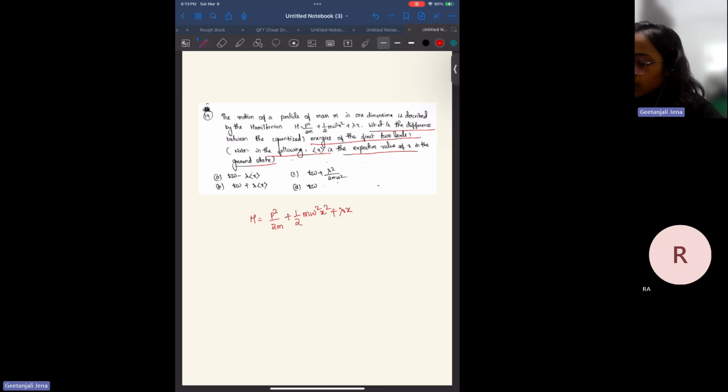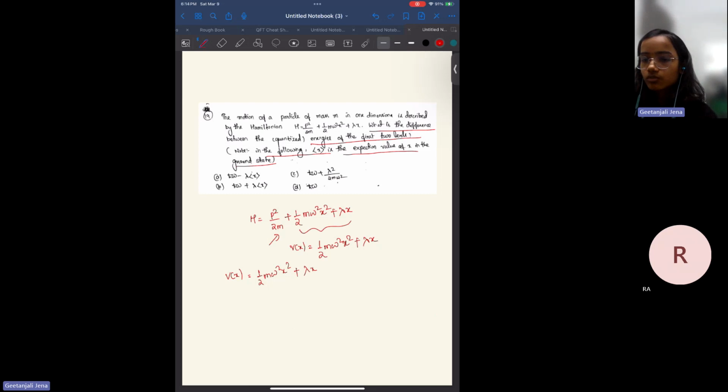So what is given to us? The Hamiltonian is given to us. And if you see the Hamiltonian, it contains one kinetic energy term and another one is the potential energy term. Now the potential energy is half m omega square x square plus lambda x. So you see that it is a kind of perturbed potential. Ideally we see the harmonic potential is half m omega square x square, but now in addition to this, we have one linear term in x, which is lambda x.